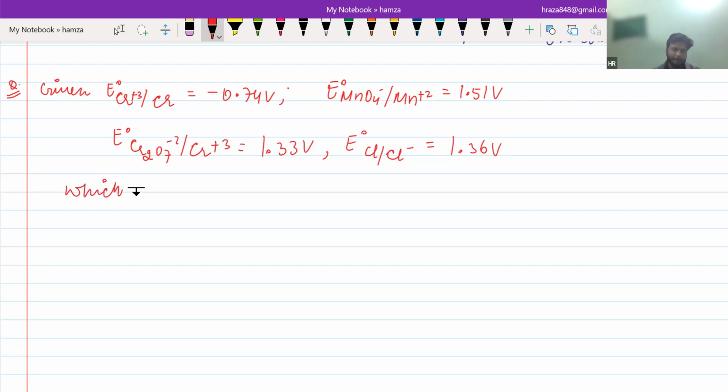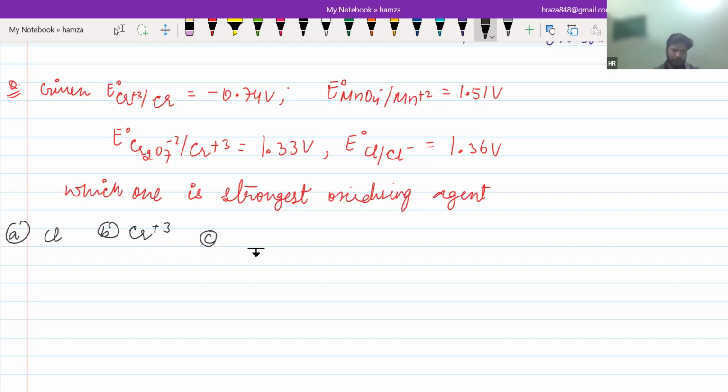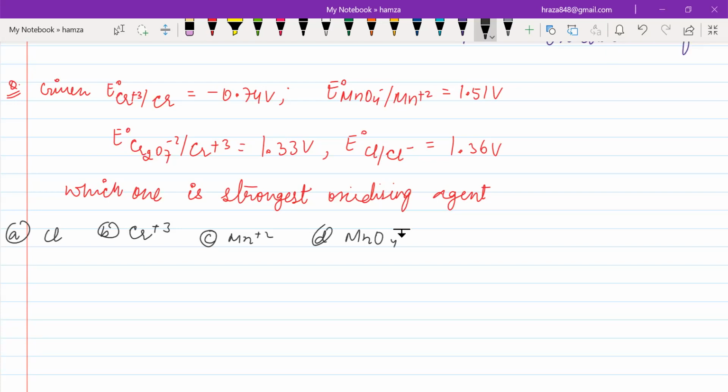Which one is the strongest oxidizing agent? A is chlorine, B is Cr+3, C is Mn+2, and D is MnO4 minus. Please write it.